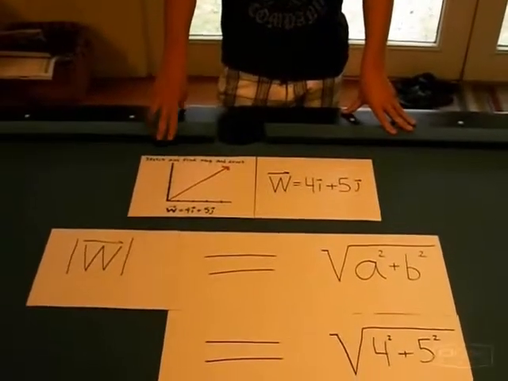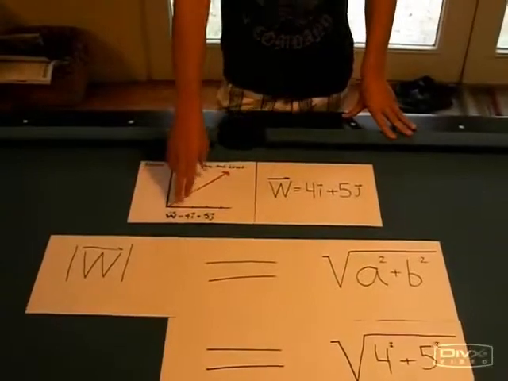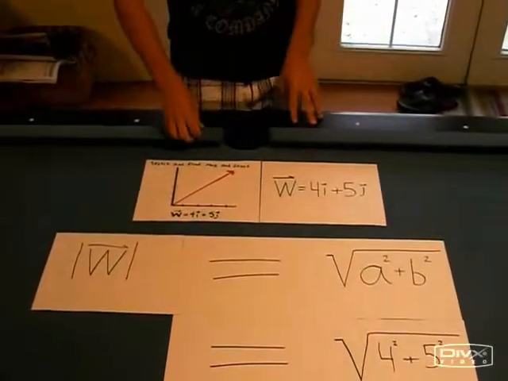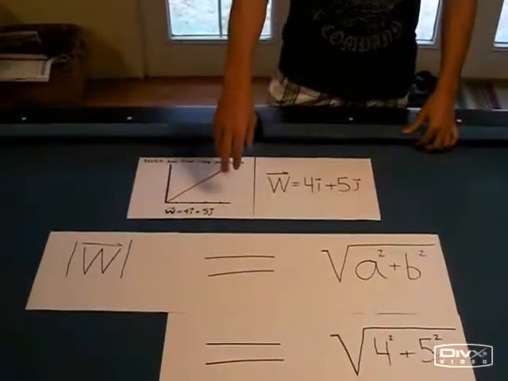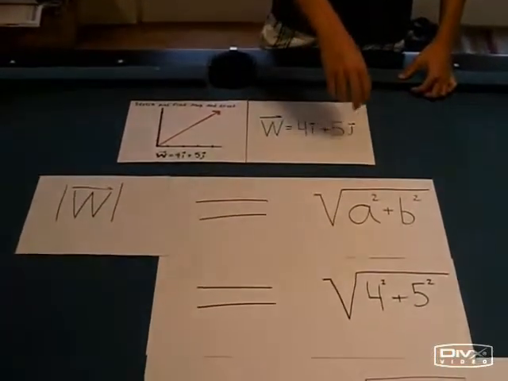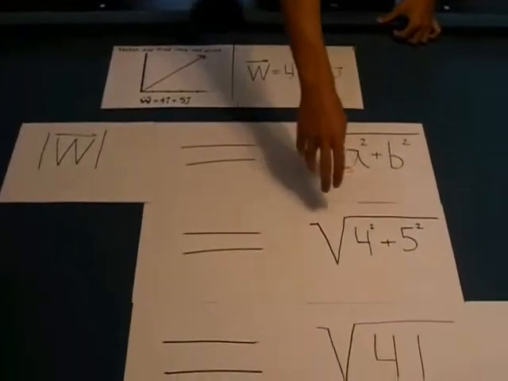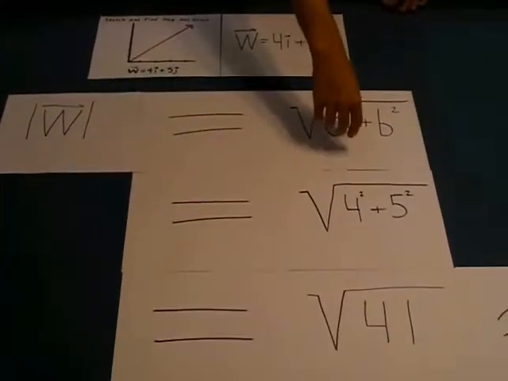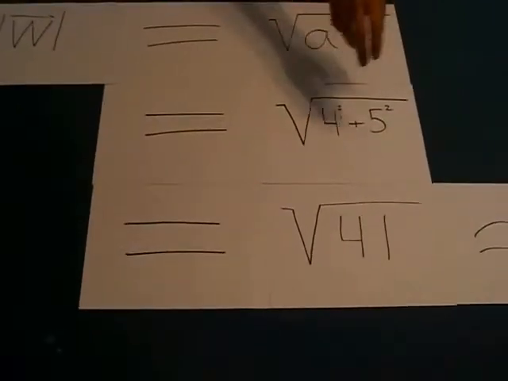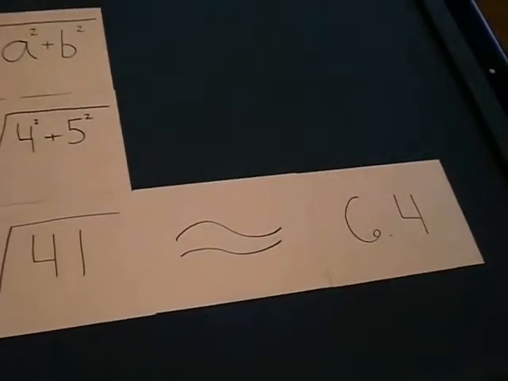Alright, the question asks, sketch and find the magnitude and direction of this vector here. To start off, we're going to find the magnitude, and you simply use the equation of magnitude, which is the square root of a squared plus b squared, or the coefficients squared, which equals the square root of 4 squared plus 5 squared, which equals the square root of 41, which is approximately 6.4.